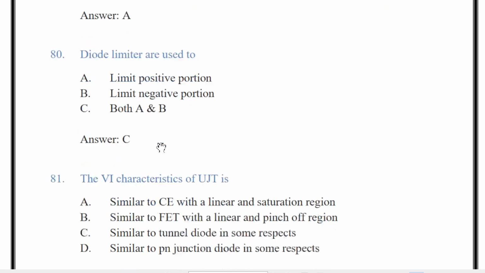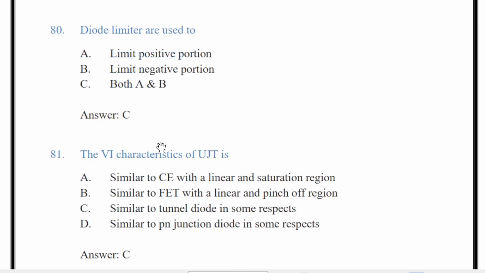Now we come to question number 80. Diode limiters are used to... There are 3 options. The correct answer is C, both A and B.